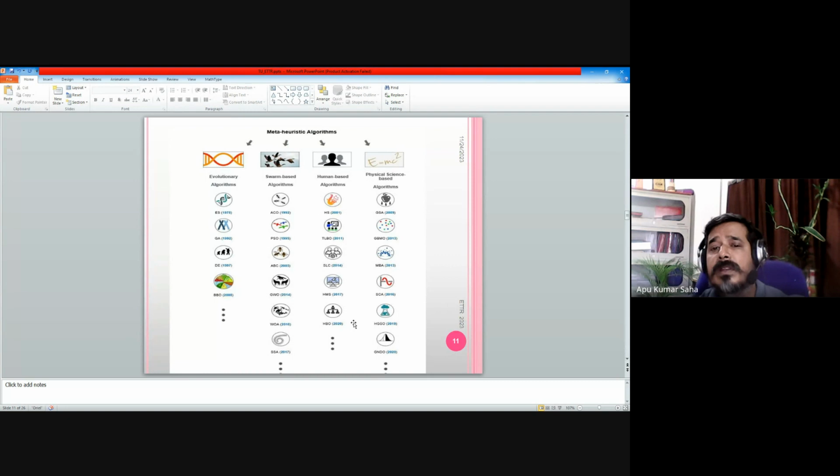Then human-based algorithm, where we use human intelligence, HS, harmony search algorithm. Then in 2011, TLBO, teaching-learning-based optimization algorithm. Then physical science-based algorithm, GSA, gravitational search algorithm, GMBO, gaseous Brownian motion optimization algorithm, then sine cosine algorithm, and there are GNDO. There are a lot of algorithms of this type. So every type you can have so many algorithms.